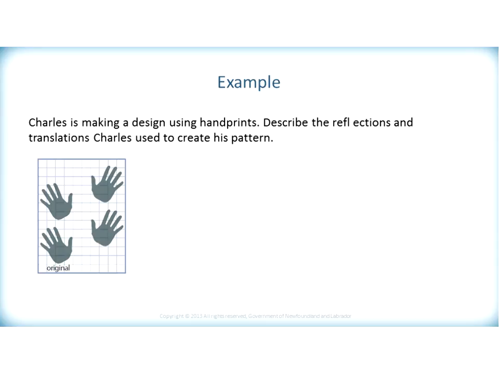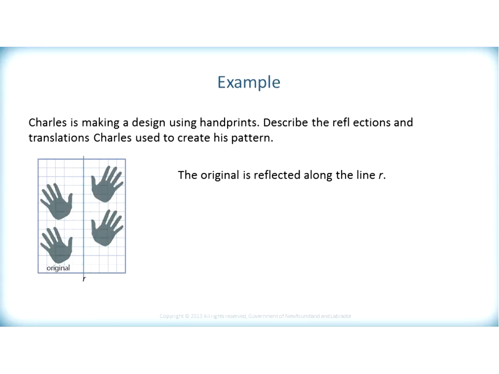Okay, another example. Charles is making a design using handprints. Describe the reflections and translations Charles used to create this pattern. Okay, the first thing you may notice is that he seems to have a line of reflection about right here on his shape. Oh, my line went a little to the right. But he has a line of reflection about right there, so that his thumbs on the left are about the same distance away from the line of reflection as the thumbs on the right are.